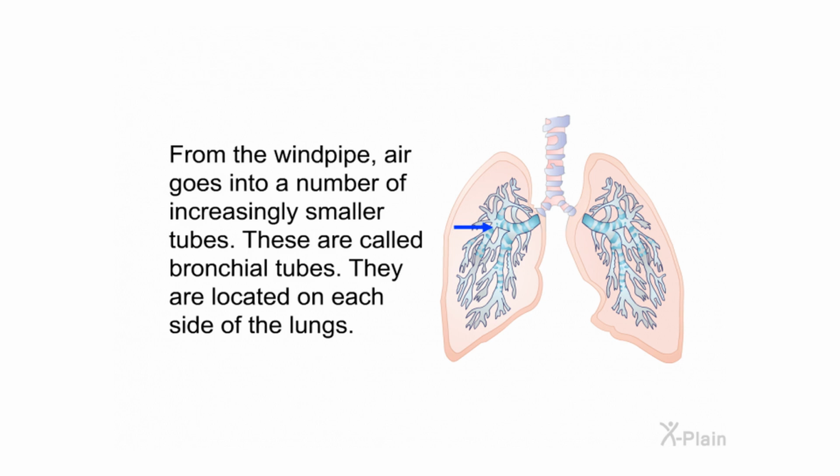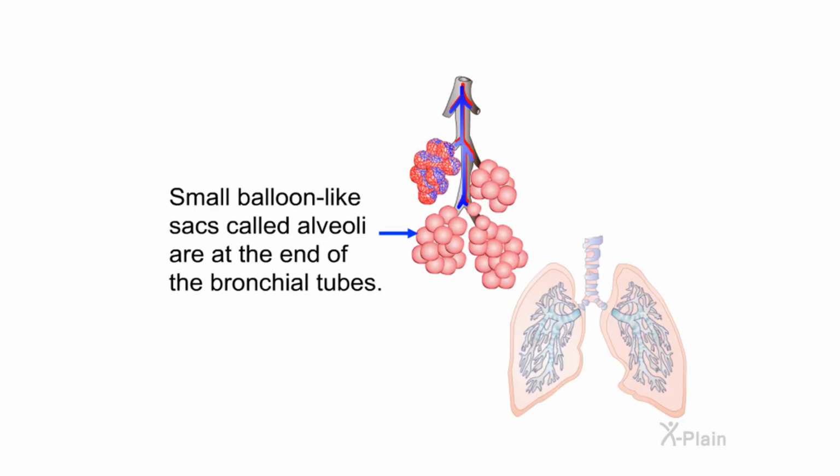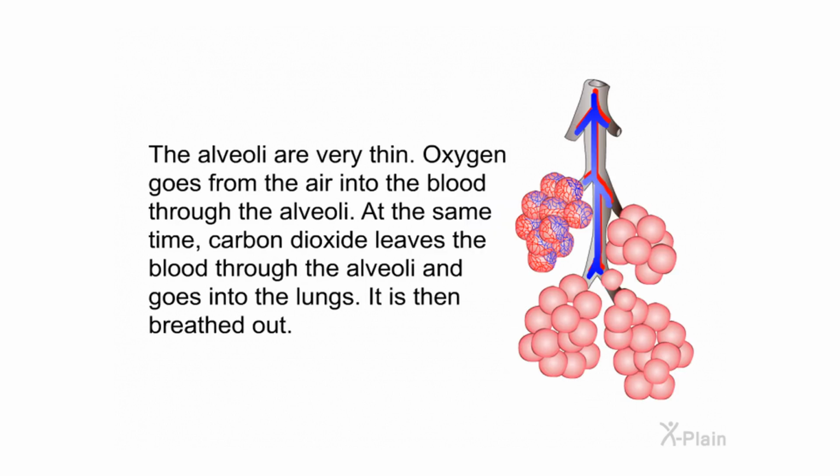From the windpipe, air goes into a number of increasingly smaller tubes. These are called bronchial tubes. They are located on each side of the lungs. Small balloon-like sacs called alveoli are at the end of the bronchial tubes. The alveoli are very thin. Oxygen goes from the air into the blood through the alveoli. At the same time, carbon dioxide leaves the blood through the alveoli and goes into the lungs. It is then breathed out.